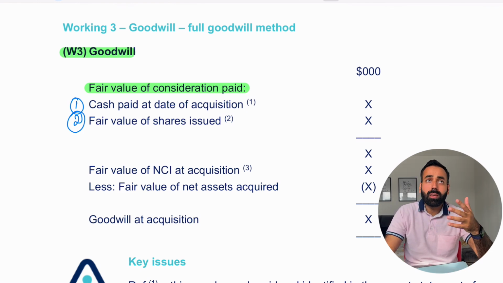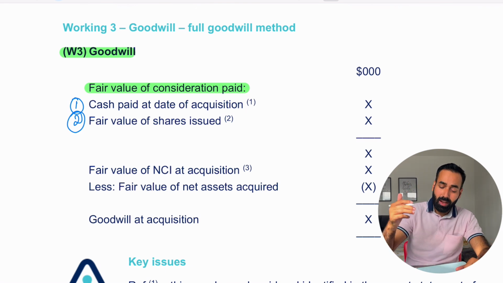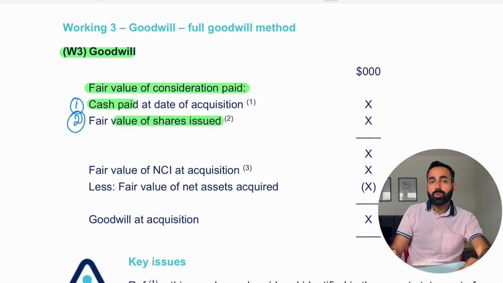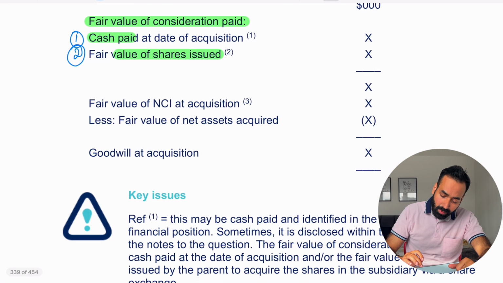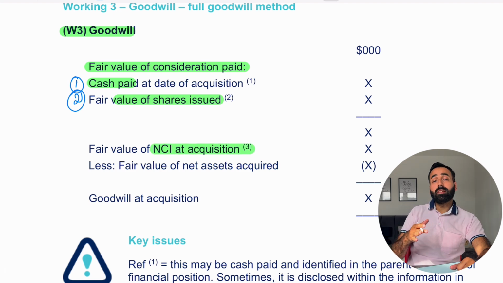There might be contingent liabilities coming up as well, which will come as a third source, but we will be looking at that later. It's more advanced. But for the basics, you can pay in terms of cash and also in terms of shares issued. This information will usually be provided in the question, and then you subtract your fair value of NCI at acquisition. This information will usually be given to you in the notes to the case study.